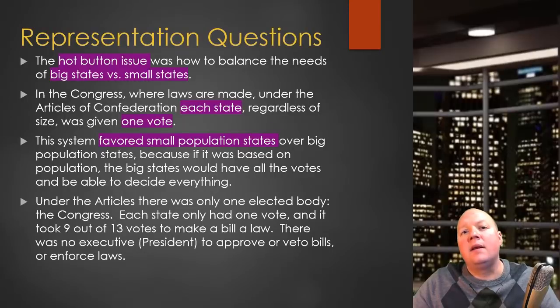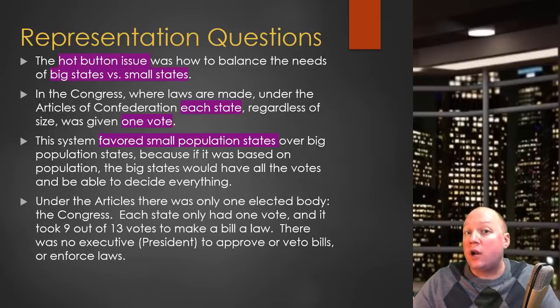Once they begin the meeting, the delegates decide that the question that they've really got to settle right off the bat is how are we going to balance the needs of the big states versus the small states? Under the Articles of Confederation, the way the Congress worked was every state got one vote no matter how big or small your state was. And when I say big or small, I'm talking about population, meaning how many people live in your state.